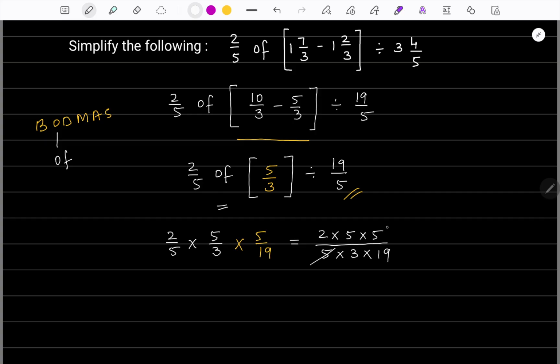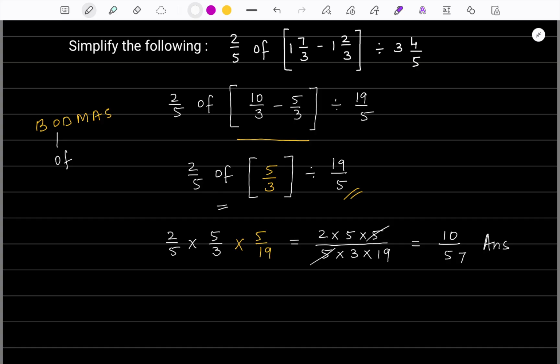5 cancels out from the denominator and the numerator, and what is remaining is 10 by 57. So 10 by 57 is the answer for this expression. So here we learned that whenever we have multiple kinds of operators in a given expression, we have to solve them sequentially as per the BODMAS rule.